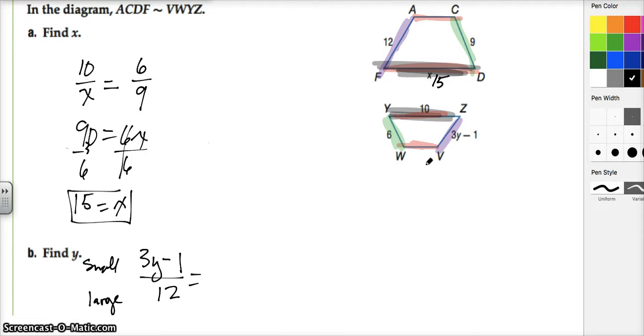So at the top, I'm going to talk about the small figure again, and maybe I'll use 6 with 9, or I could use 10 with 15. Doesn't matter. I'll use 6 with 9 though. Small to large, 6 with 9.